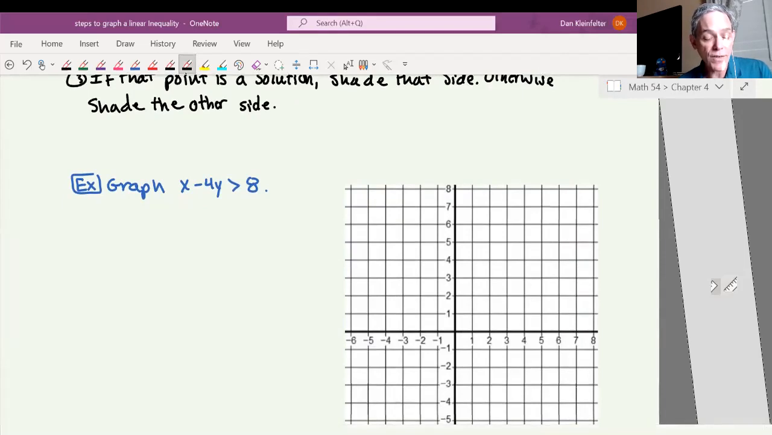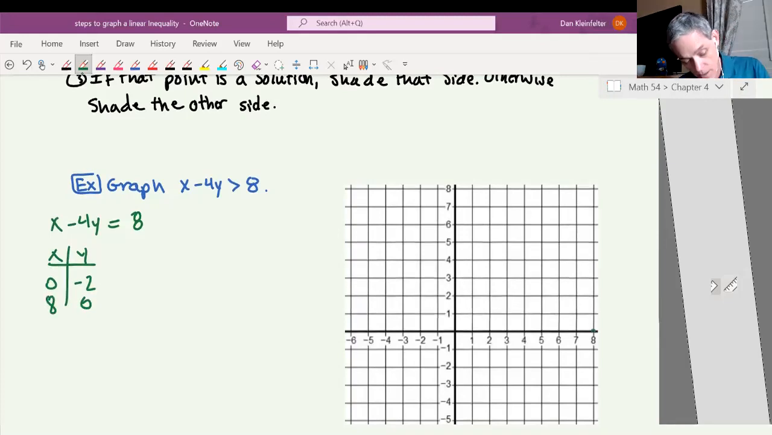Okay, we're going to graph x minus 4y is greater than 8. So the corresponding equation is x minus 4y equals 8. And this one is kind of in general form, so I'm going to use the intercepts to draw it. When x is 0, y will be negative 2. When y is 0, x will be 8. So (8, 0) and (0, negative 2) are on the graph.